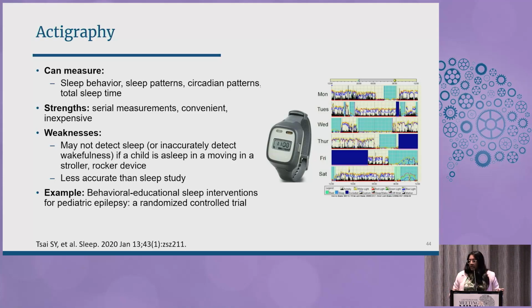So an example of a study which used actigraphy is a study by Tsai and colleagues where they provided an education-based intervention to families of people with epilepsy. And they found that the families which received these intensive serial education interventions, the children actually had better sleep efficiency, but not by too much, I will say, maybe about 3%, but that's something. And they also had an increased sleep duration by about 16 minutes.